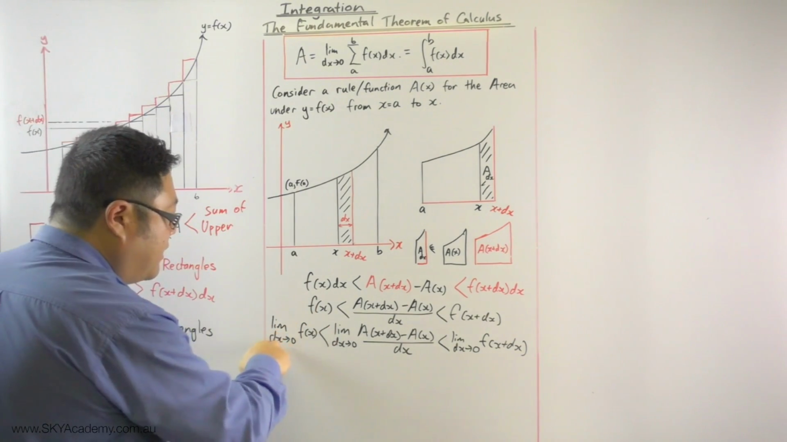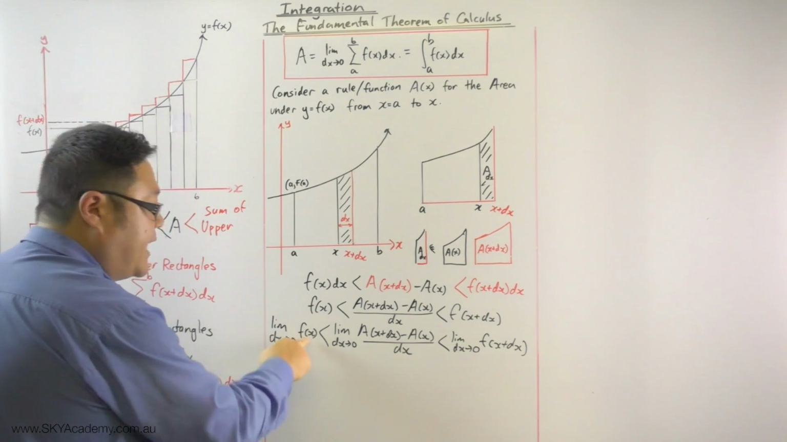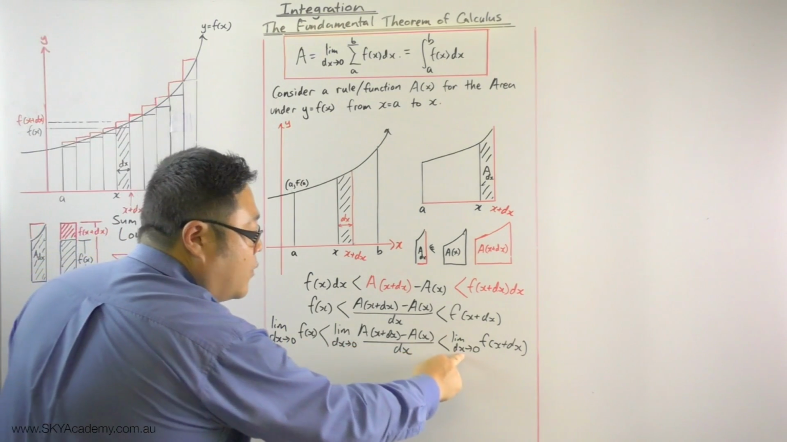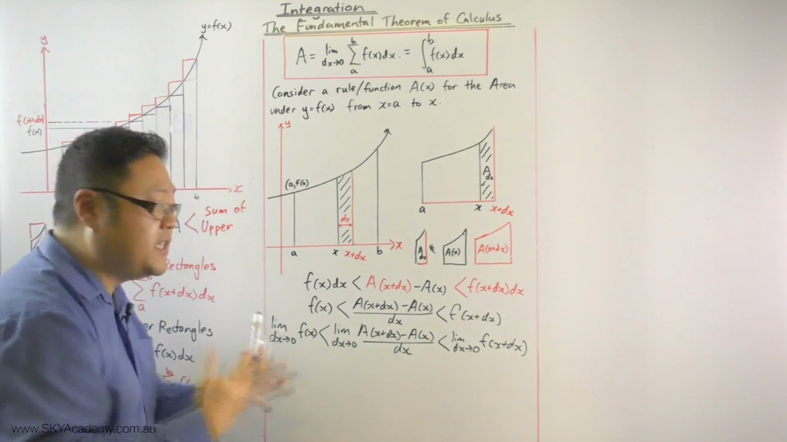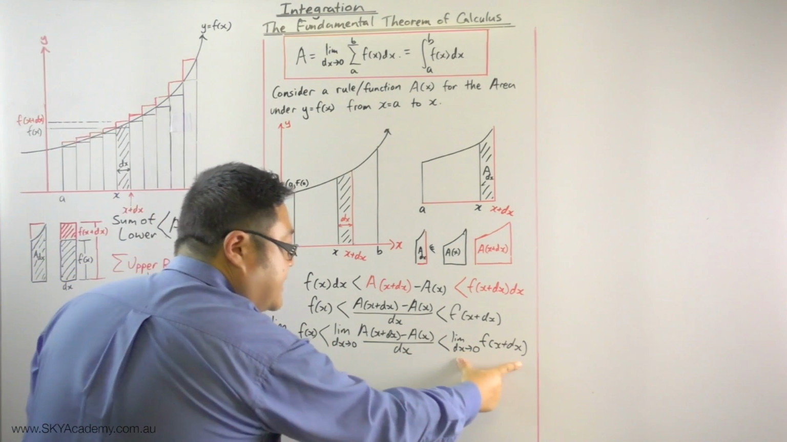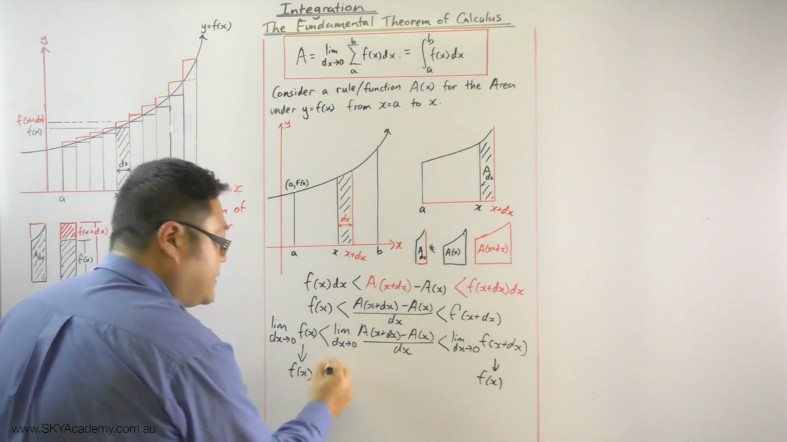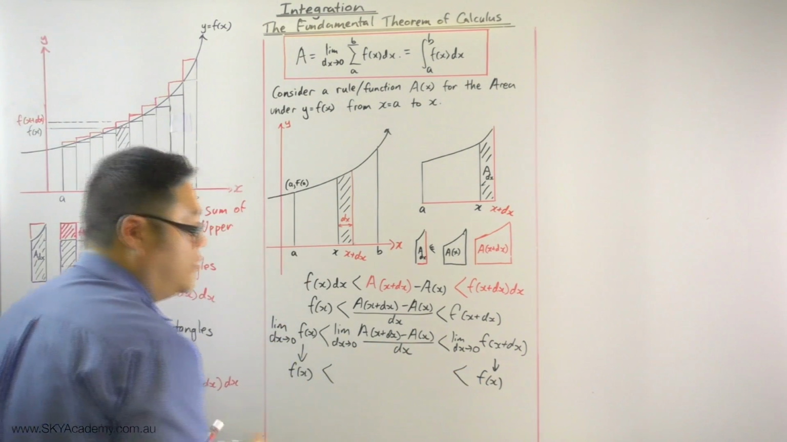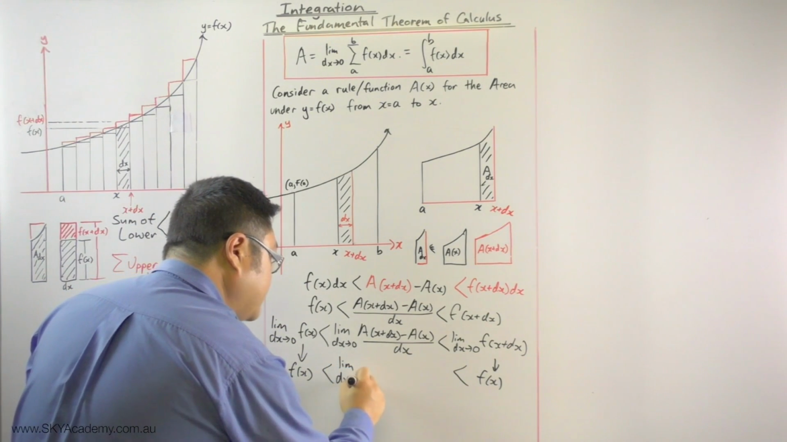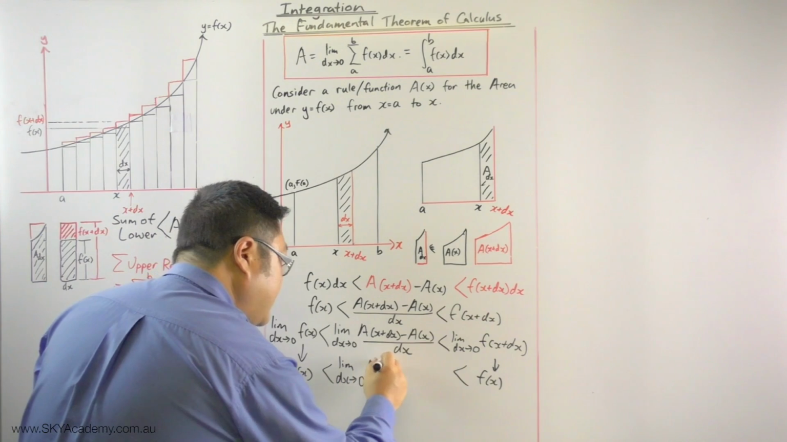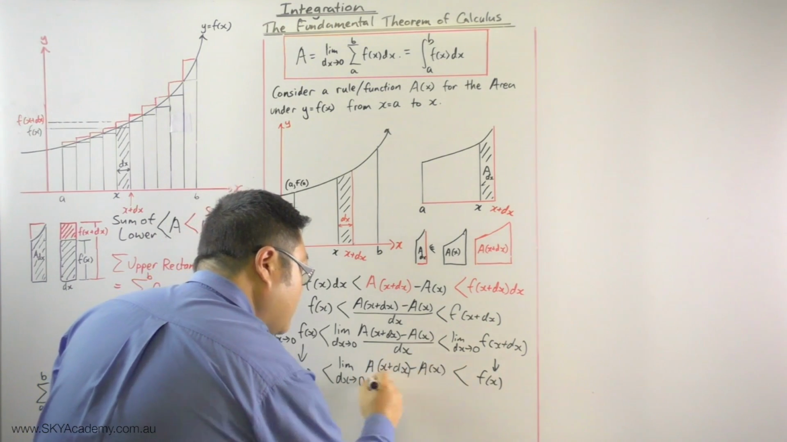So the limit of d of x approaching 0, well, there's no d of x in f of x, so it's just going to be equal to f of x. And when d of x approaches 0, what's happening here? It's just going to be equal to f of x, right? So this is going to be equal to f of x. This is going to be equal to f of x. And this is going to be equal to the limit as d of x approaches 0 of a of x plus dx minus a of x over dx.